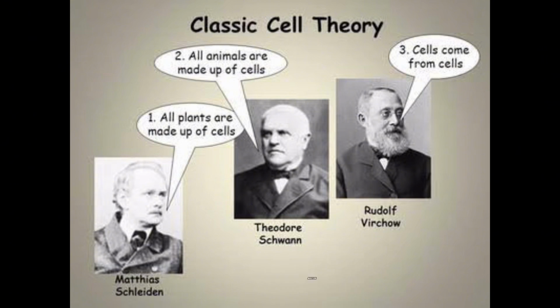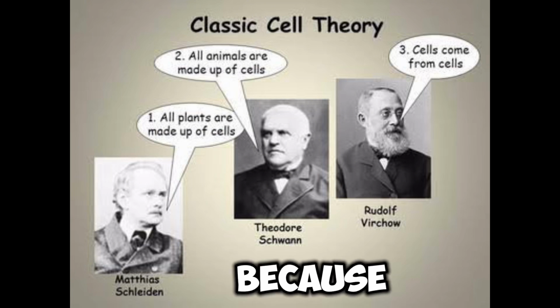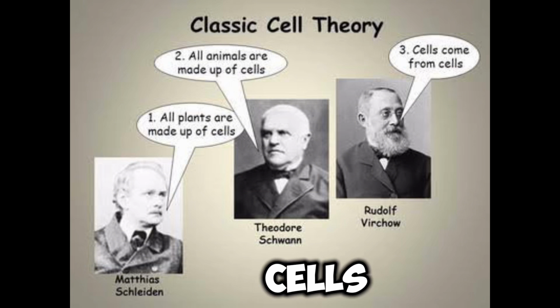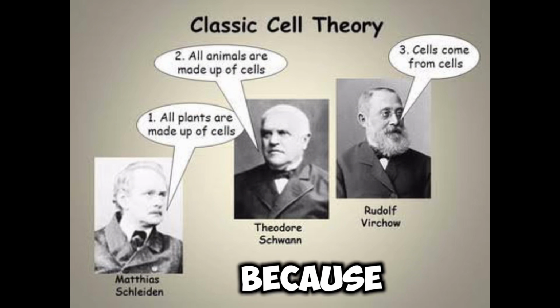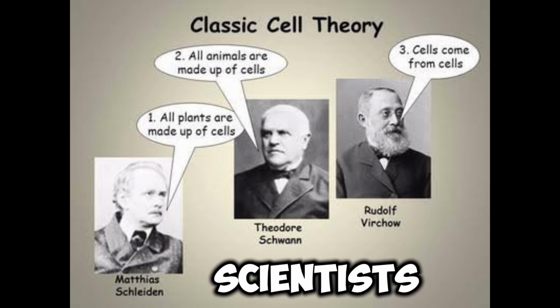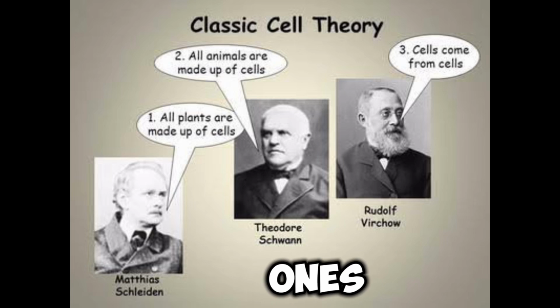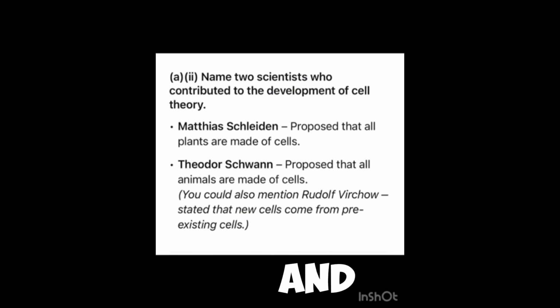You can also mention Rudolf Virchow, because he also stated that new cells come from pre-existing cells, like we said, because it's part of the theory. These three scientists could be mentioned, but the major ones that are well known are Matthias and Theodor.